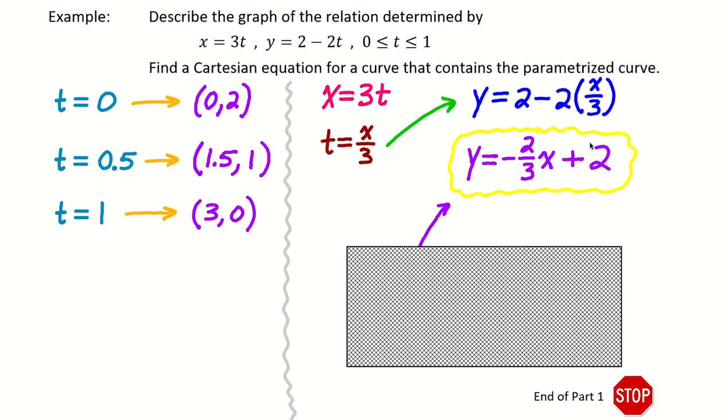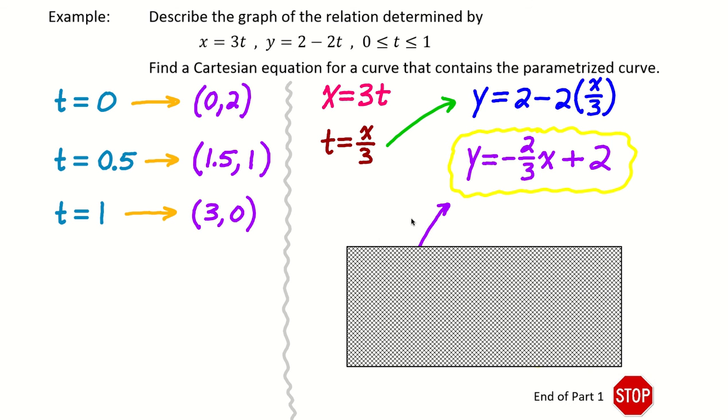Wait a minute. This is a line. This is just a linear y equals mx plus b equation. But is it the entire line? I mean, we're only going from 0 to 1 with our t values. So we started at 0 with this point, and then somewhere in between you get that point, and then t equals 1 is the other end point.